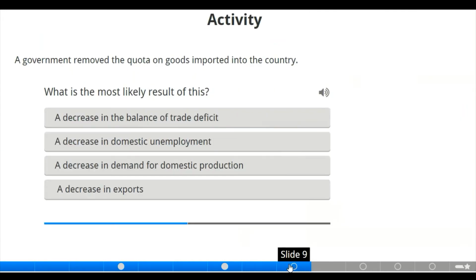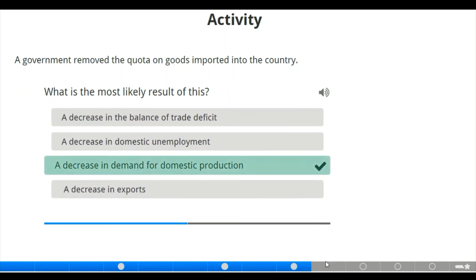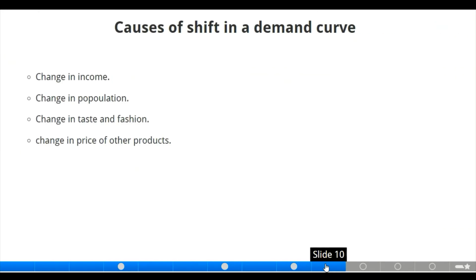Moving to the next slide, where we have an activity. This is also part of your past questions. Now let us try it. A government removes the quota on goods imported into the country. What is the most likely result of this? It means the price of such goods will decrease, that is, there must be a decrease in the domestic production of the products. Now, correct.